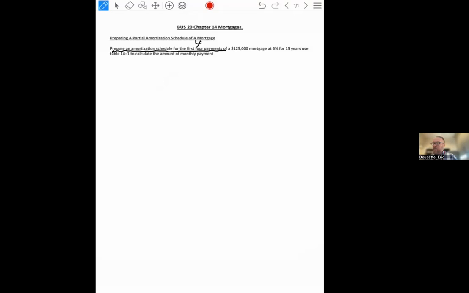So use table 14.1. Again, we're going to take the 125,000, divide it by 1,000. It's going to come up to 125, and we're going to multiply that by the table factor for 6% at 15 years. So 6%, 15 years, the table factor is 8.44. And my total comes out to, when I multiply that together, $1,055 and I think it's 0 cents. So that's my monthly payment on a $125,000 mortgage at 6% for 15 years.